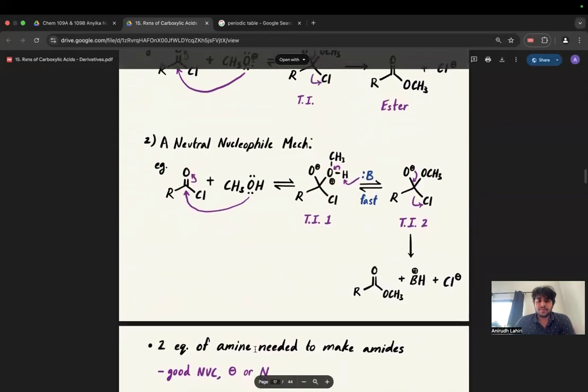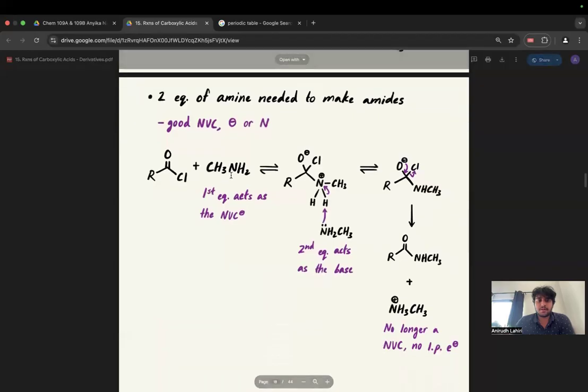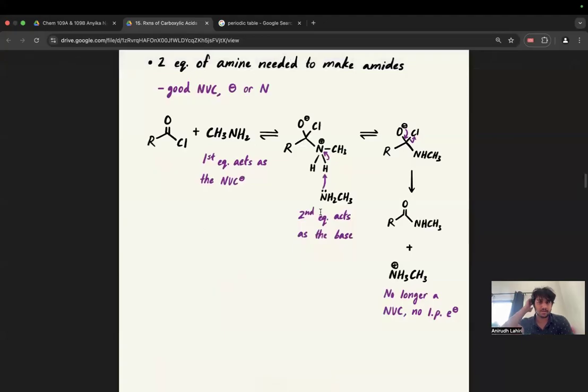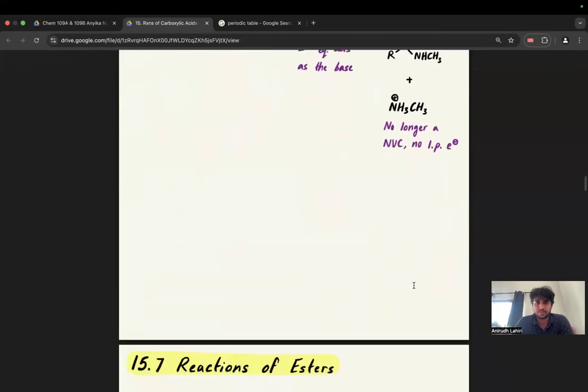Why do I need two equivalents of amines to make amides? The first equivalent will act as a nucleophile, attack here, kick this up. The second equivalent will act as a base. So it's important to note nucleophiles are generally considered strong if they're negative, but also nitrogen is such a good nucleophile that we don't actually need to have acid catalysis or base promoted catalysis for this reaction for the carbonyl to be electrophilic enough for this strong nucleophile to attack. But anyway, the second equivalent just acts as a base. We come down, we kick this off. Okay, and this is no longer a nucleophile because there's no lone pair electrons.